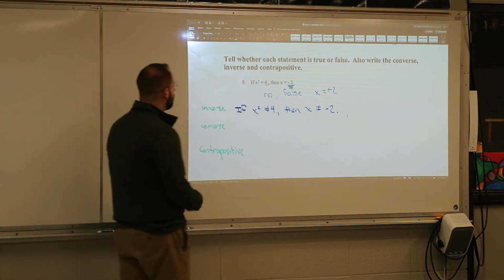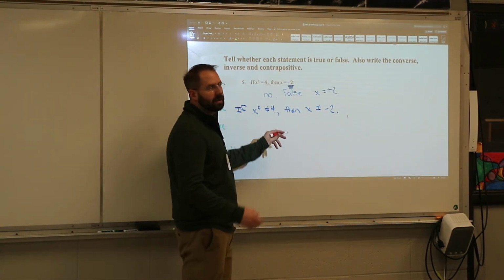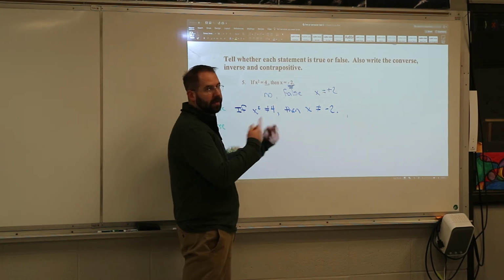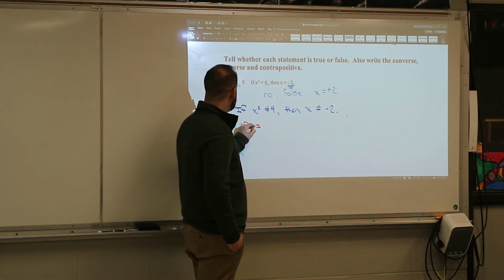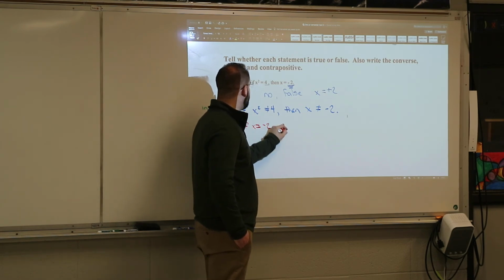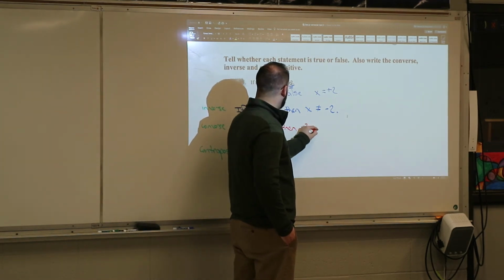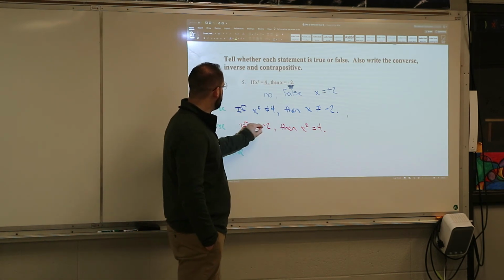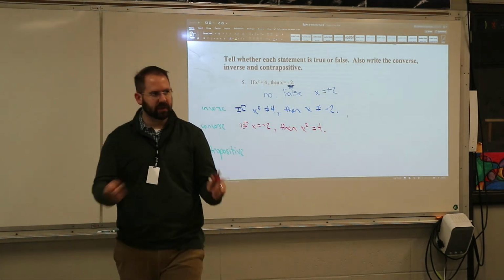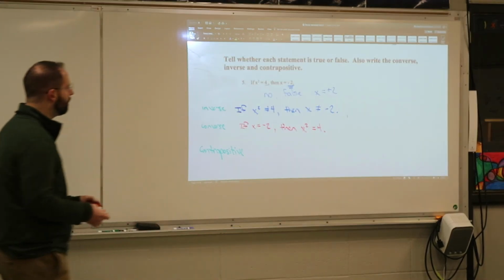Converse. We take the original sentence, and you flip it around. That's a converse. If x equals -2, then x squared is 4. So it's the original problem switched. That's a converse. Just take the sentence, flip the 2 parts around, keep the if and then where they sit.